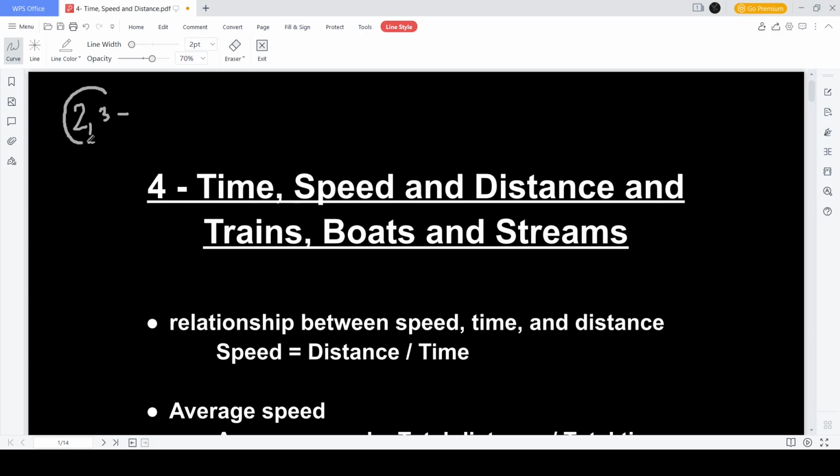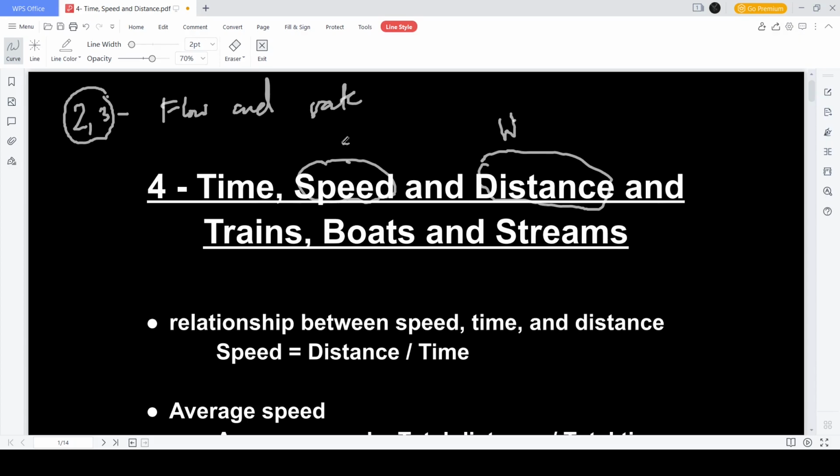Okay, so in the second and third parts, we spoke about flow and rate. Here we talk about time, speed, and distance. If you build an analogy, you can think about distance as work done and speed as the rate of doing work, and time remains the same. Similarly, trains also have the same thing, speed and distance, and boats and streams also have the same thing.